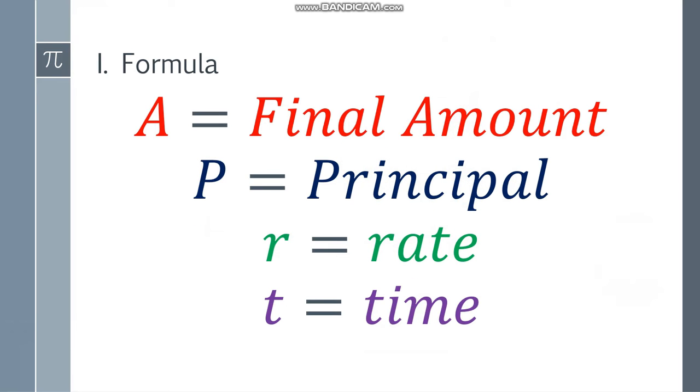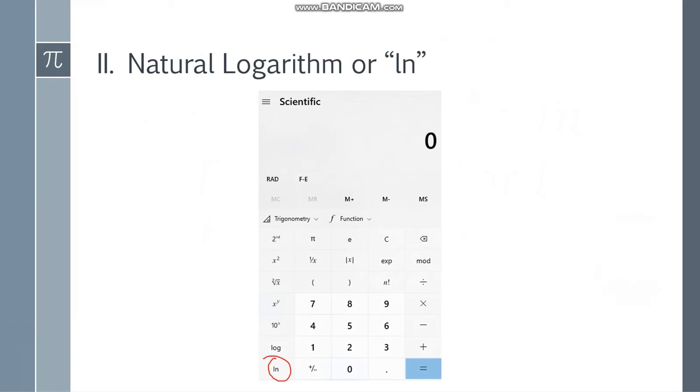So what are the variables that we're going to use? A is the final amount, P will be the principal or present value, r will be the rate, and t will be the time. Now the natural log, or ln, you can locate it in the calculator just below the log, or it depends on your calculator.